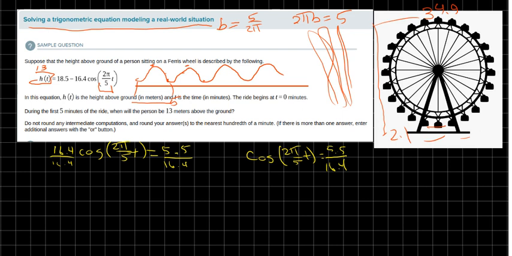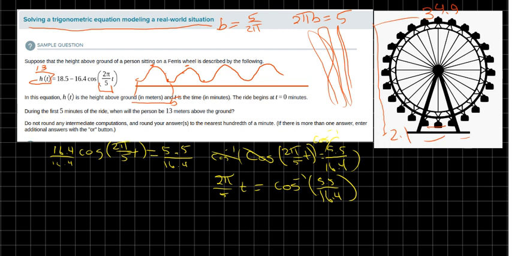Now, we have the cosine over here, and what we want to find is inside here, so we're going to have to take the inverse operation. So I'm going to take the inverse cosine of both sides. These will cancel each other out, and I'm going to end up with 2 pi over 5 t is equal to the inverse cosine of 5.5 over 16.4.